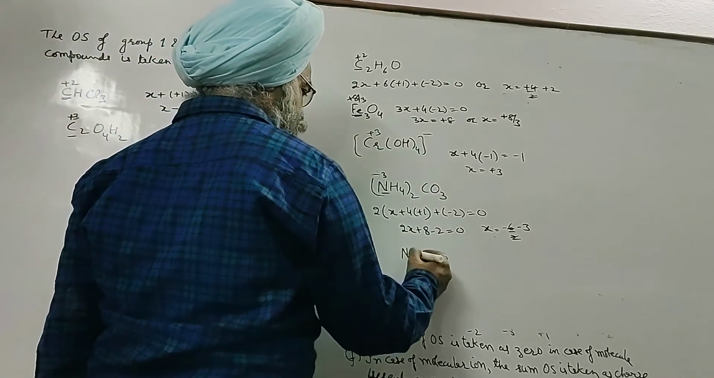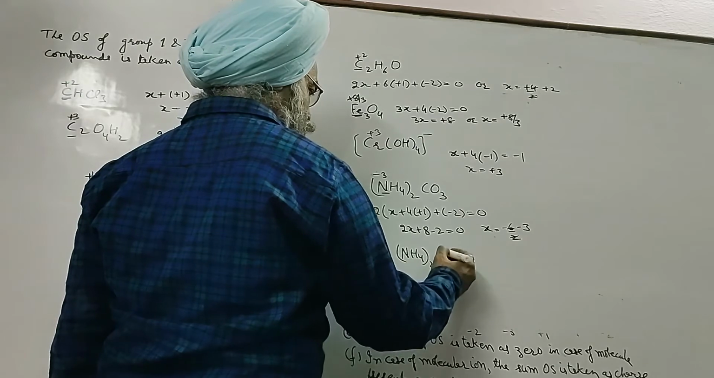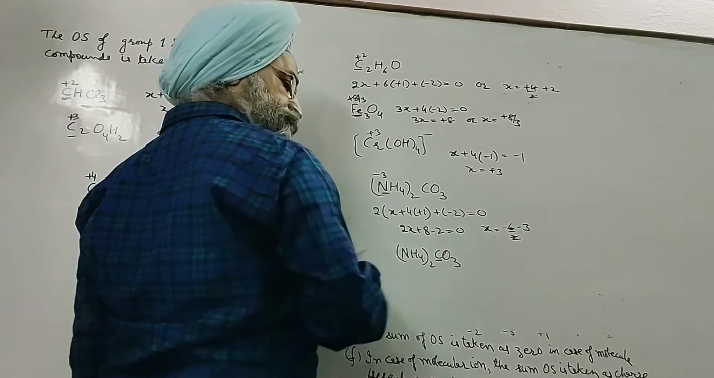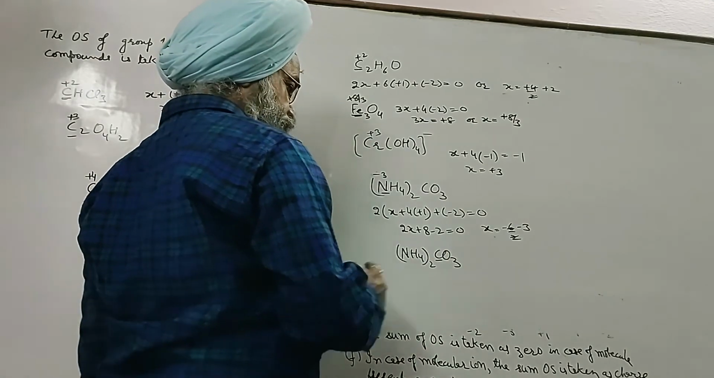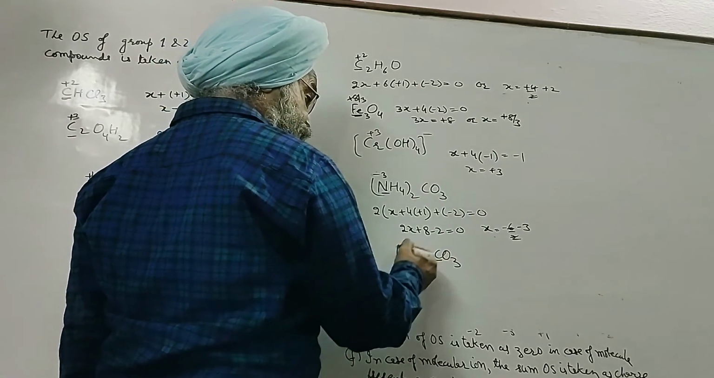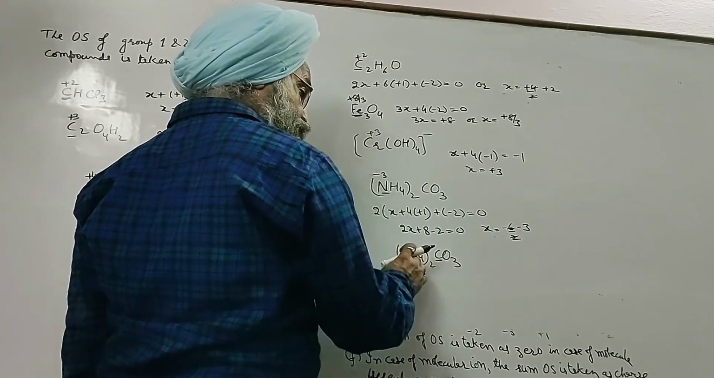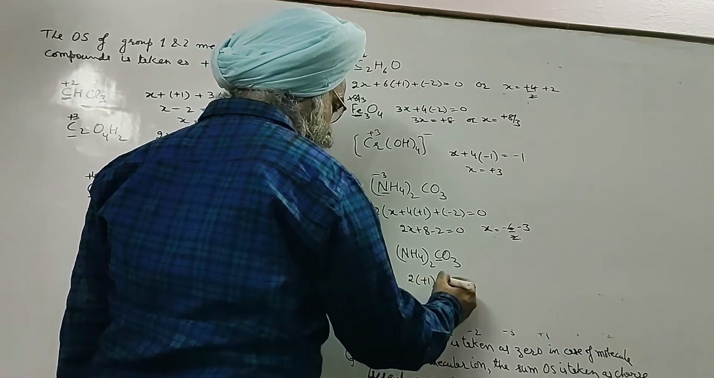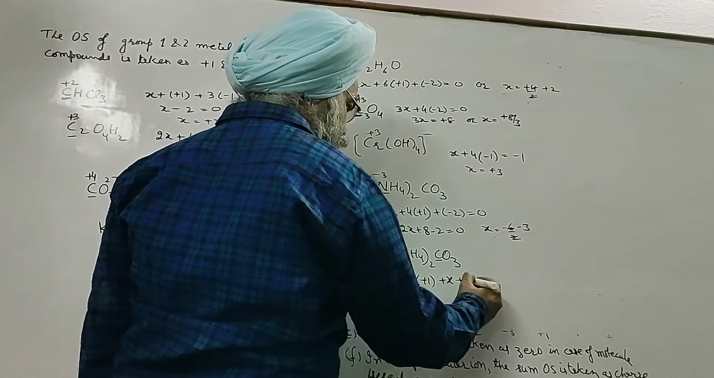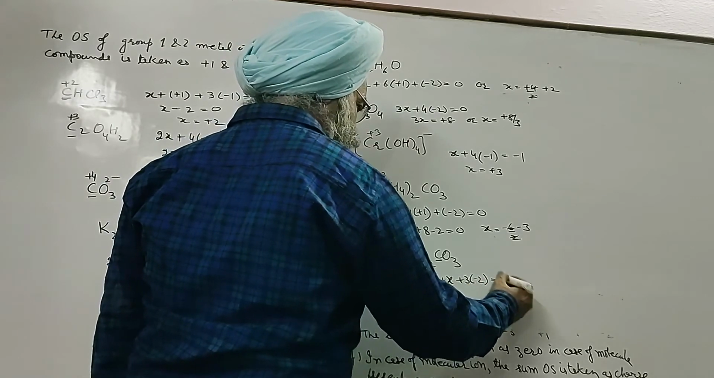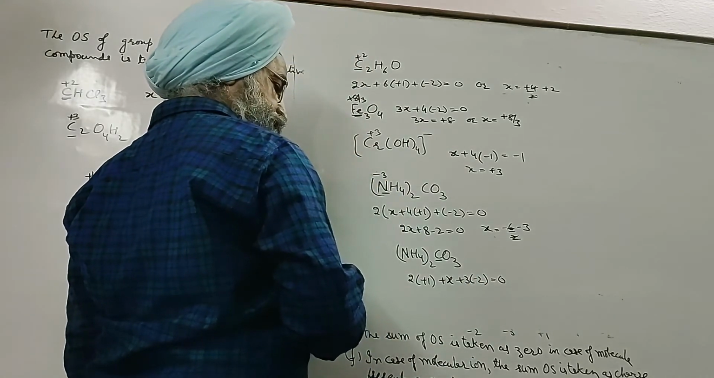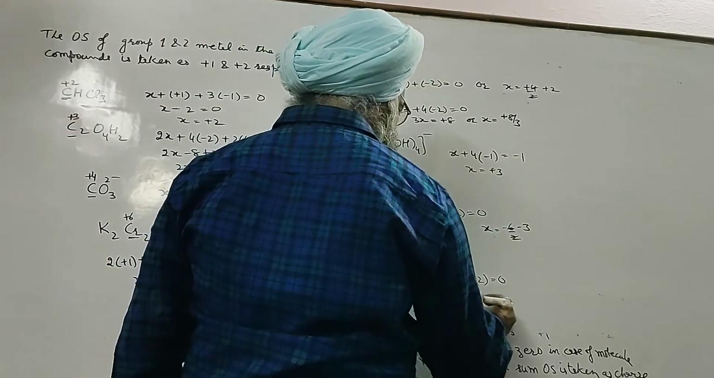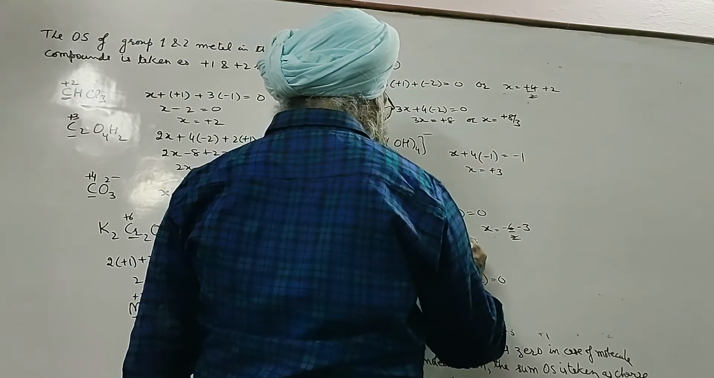Now, on the other hand, the oxidation state of carbon in this molecule, the underlined element, carbon. So this is a complex ion. Ammonium has plus 1, so 2 into plus 1 plus x plus 3 into minus 2 equal to 0. Then X is equal to plus 4. The oxidation state is plus 4.